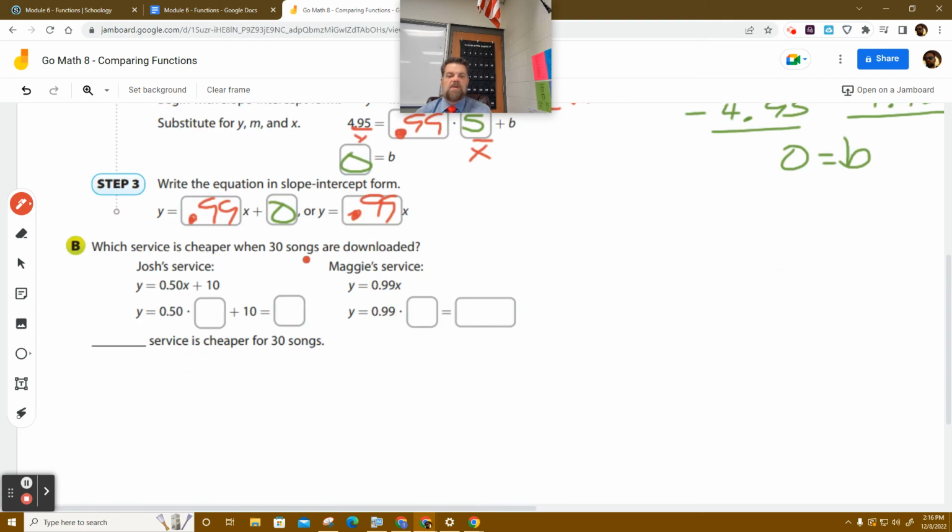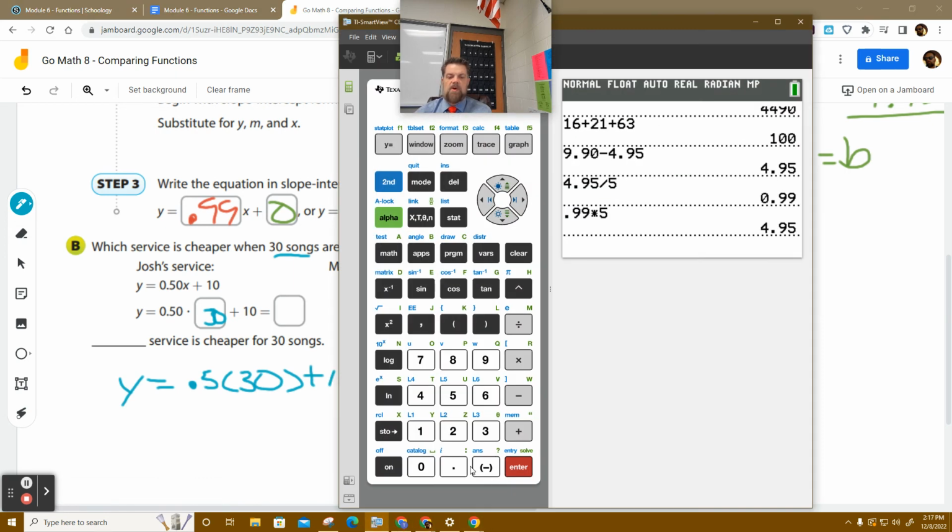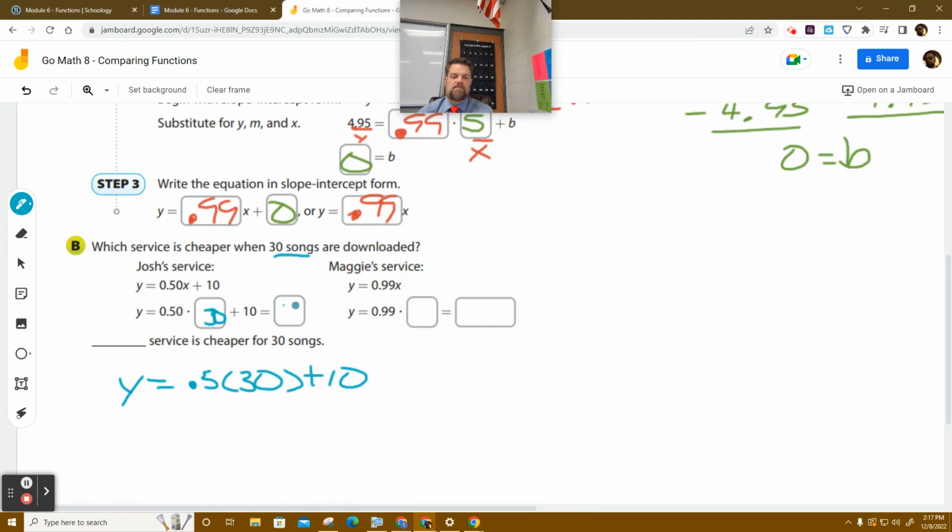So they want to know which one's going to be the better value if you buy 30 songs. So what you do is wherever there's an X, you're going to plug in 30. So let's do this down here where there's a little more room. I'm going to say 0.5 times 30 plus 10. Now, we could do this in our calculator in one step. Well, bam, with the bacon sizzle, it is 25. So that means for Josh, it costs $25 to buy 30 songs.